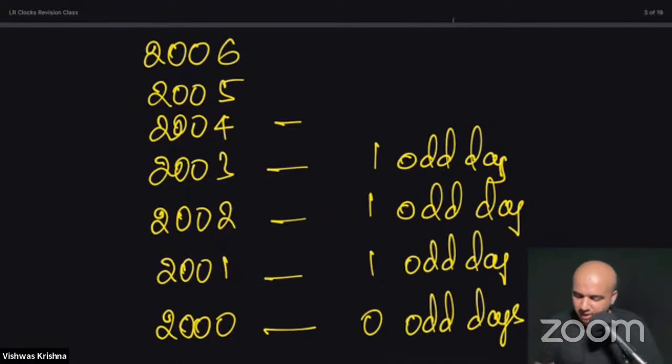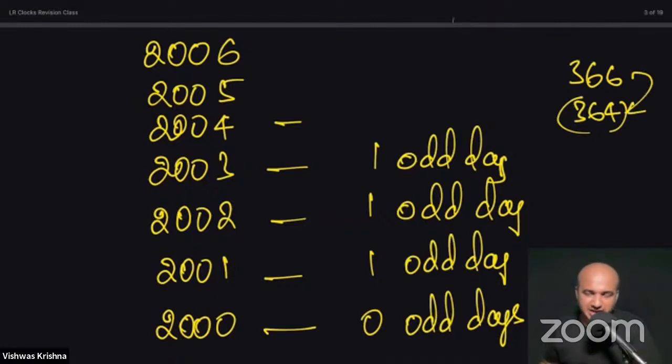If it's a leap year, it will have 366 days. According to the weeks concept, 52 weeks into 7 days will be 364 days. But in 2004, we actually had 366. 366 minus 364 will leave us with 2 odd days. So I will write down 2 odd days.